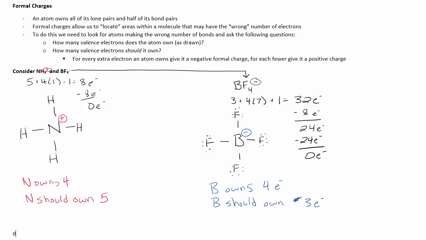Okay, so I'm going to put a little note here at the bottom of the screen. When do we use this? Basically, if there's multiple ways to draw a Lewis structure, what's generally accepted as the correct way would be the structure that has the fewest formal charges.